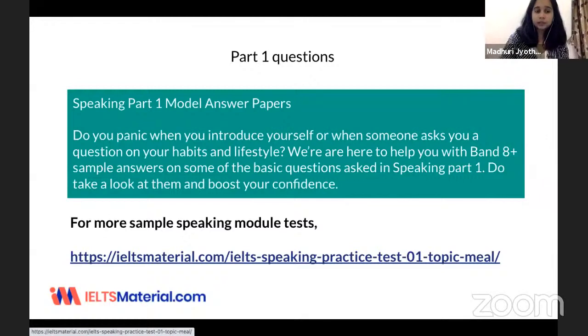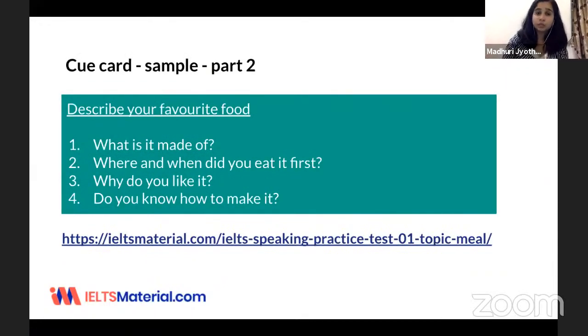In speaking part 2, you get a cue card, meaning a card with a question. Those will again be generic questions. You get 1 minute to prepare your answers, and you have to speak for 2 to 3 minutes. There is a huge variety of questions available on the website, which you can go through. That will help you. Some of them are also from past tests, which we've used.